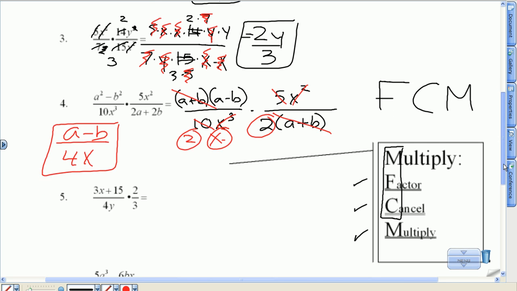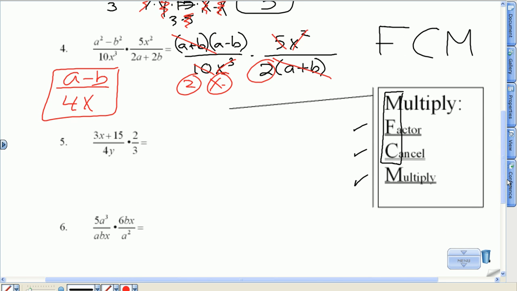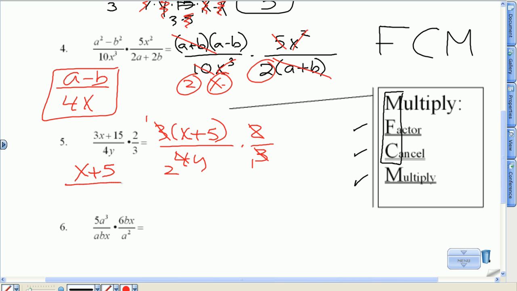Number 5. 3x plus 15 can be factored. It has a greatest common factor of 3. Everything else is going to carry along to the next step. We'll worry about it now. 2 goes into 4 2 times. The 3's cancel. 3 goes into 3 one time, is technically what's going on there. So we're left with x plus 5 on top. Everything else has been canceled out. 2y on the bottom. Box it up. And there you go.